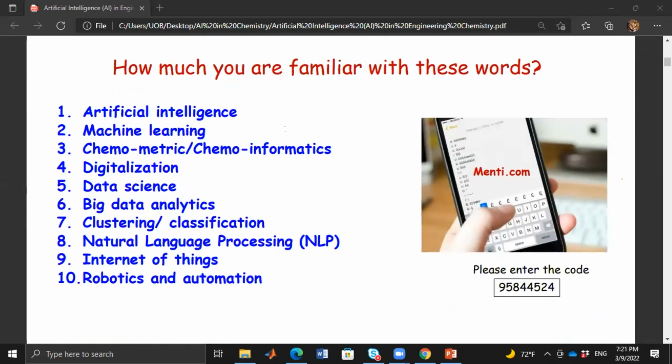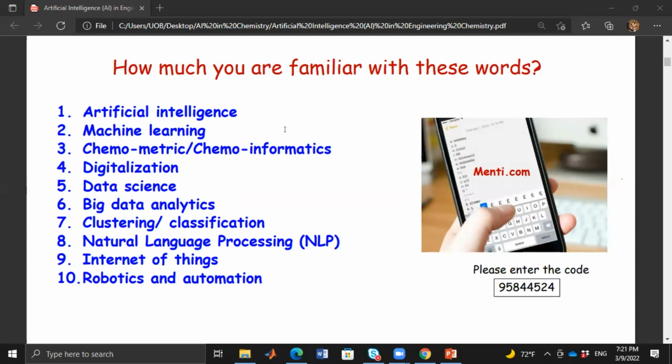Before I start this, I would like to know who is here. There are a few keywords, buzzwords actually, that people are using nowadays when we talk about AI and machine learning, such as artificial intelligence, machine learning, chemometrics and chemoinformatics, digitalization, data science, big data analytics, clustering, classification, NLP, natural language processing, Internet of Things, and robotics and automation.